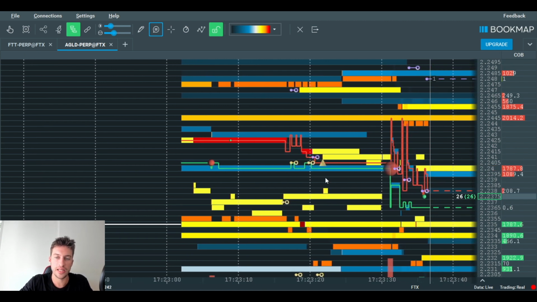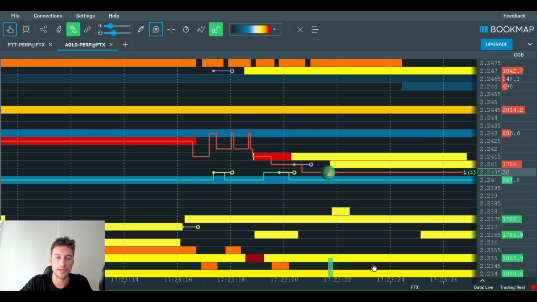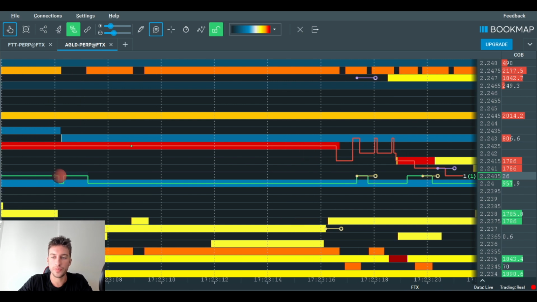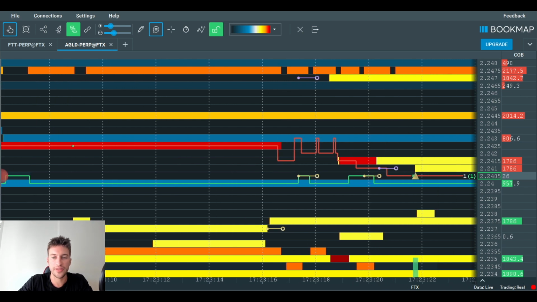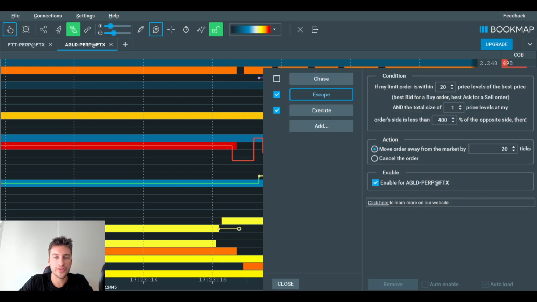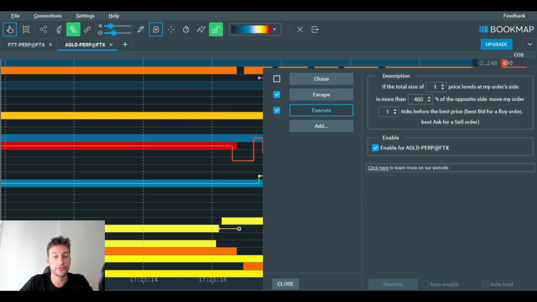So there was a large bid here way back when, and you can see my order was actually able to front run that large bid. There's a large bid of like 958, not that large, but it front ran a little bit, and it also front ran the best offer. So this kind of strategy, what it's basically doing is the execute portion of the strategy front runs people.